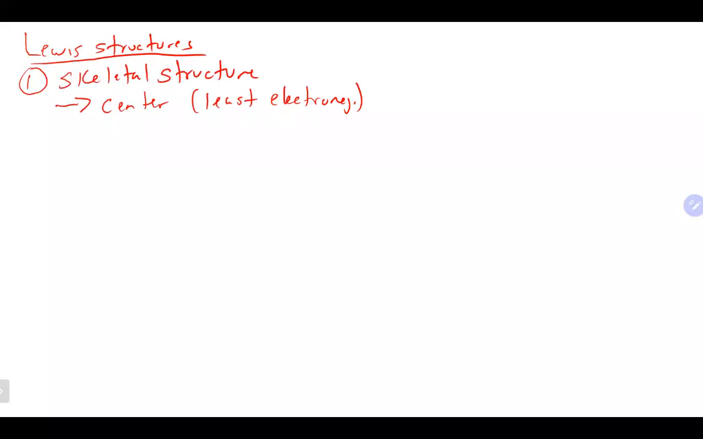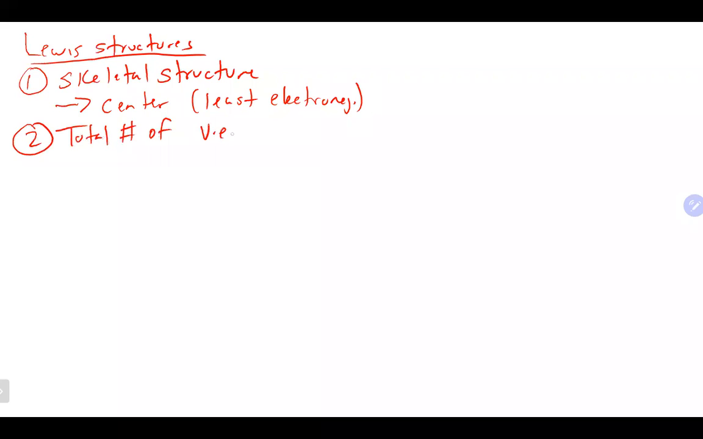We also don't typically find fluorine, which is the most electronegative atom, in the center. And we also don't find hydrogen in the center, again, because it would have more than 2 electrons, which it cannot have.